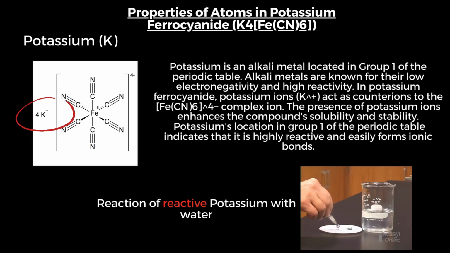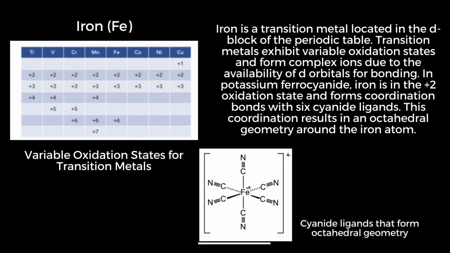We start with potassium. Elements in group 1 can easily form ionic bonds. It is also known for its low electronegativity and high reactivity. In potassium ferrocyanide, potassium ions K+ act as counterions to its complex. The presence of potassium ions enhances the compound solubility, and meanwhile iron is a transition metal.